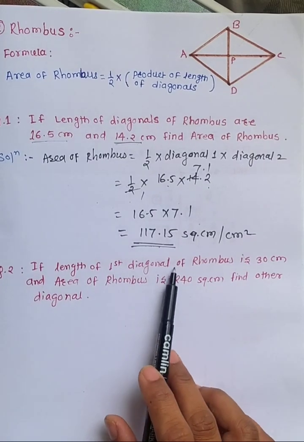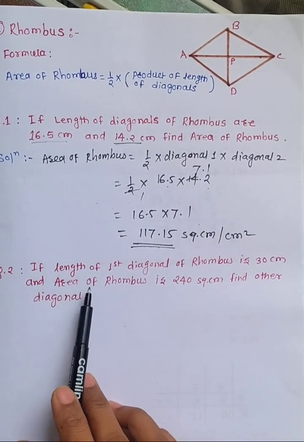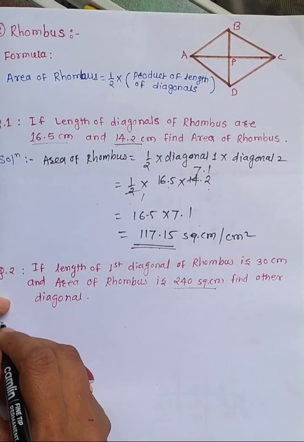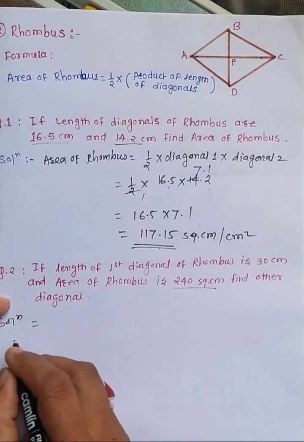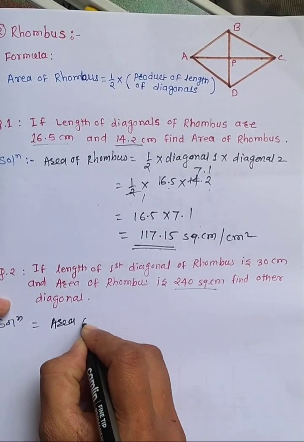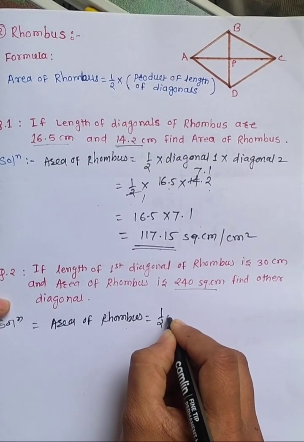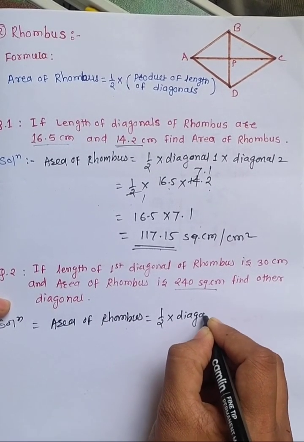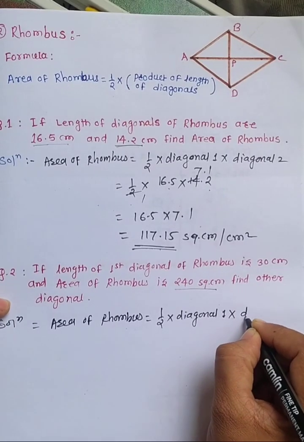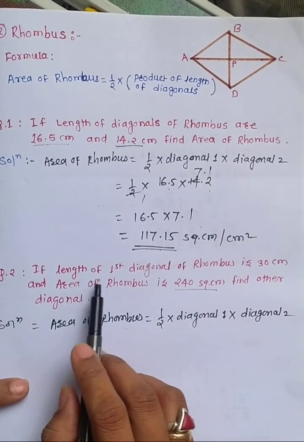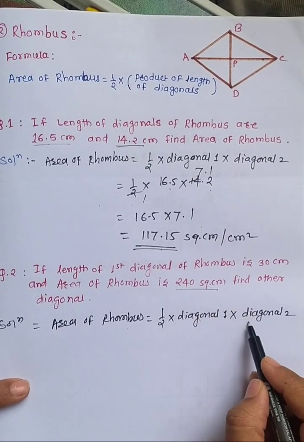Now take second example. If length of the first diagonal of the rhombus is 30 centimeter and area of the rhombus is 240 square centimeter, find other diagonal. Okay, now solution. I will take first formula. Area of rhombus is equal to half into diagonal 1 into diagonal 2. Okay, here diagonal 1 is given, we have to find other diagonal.